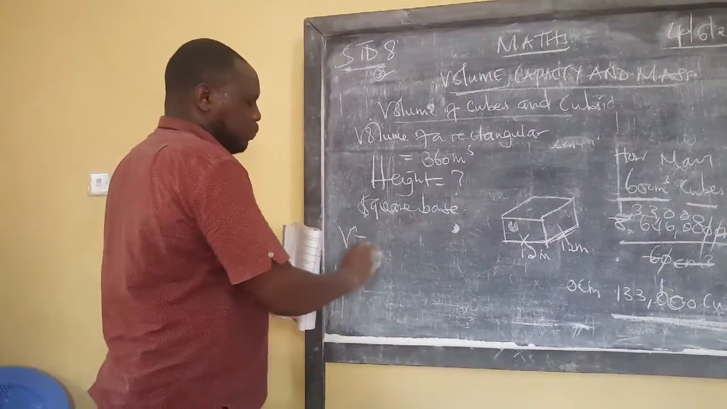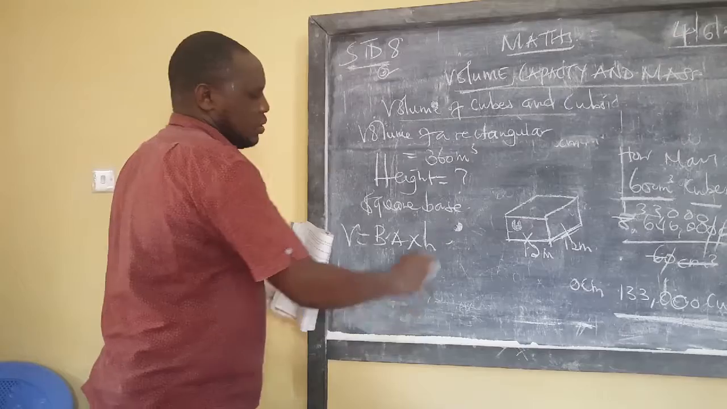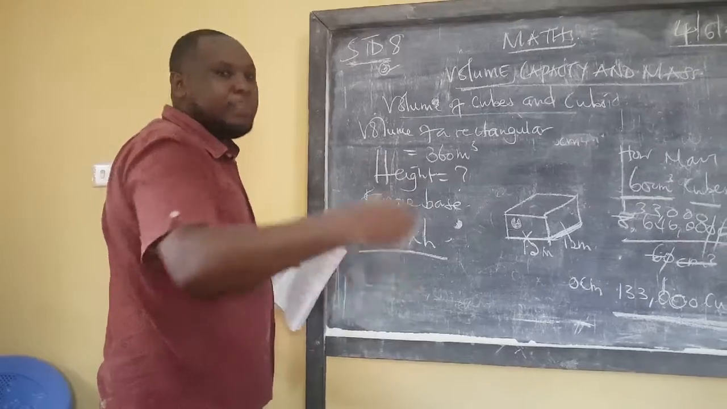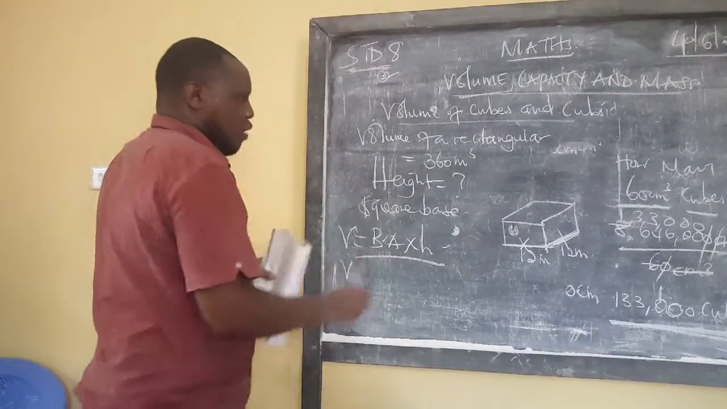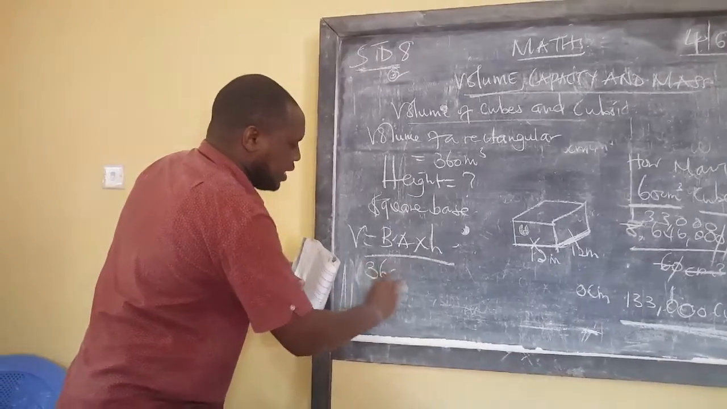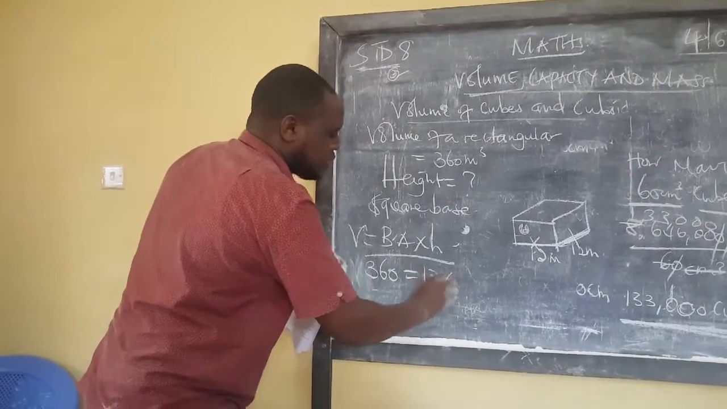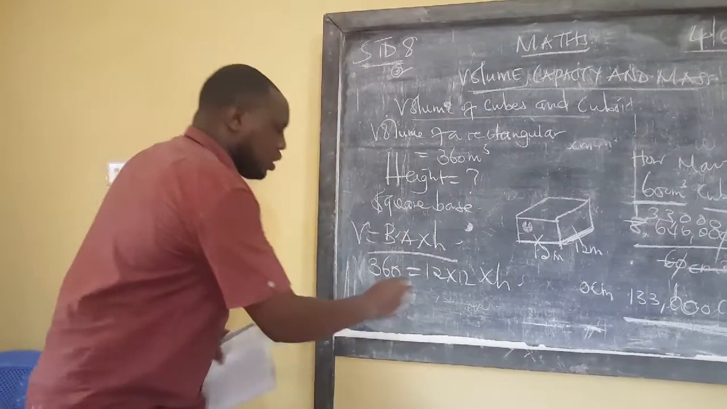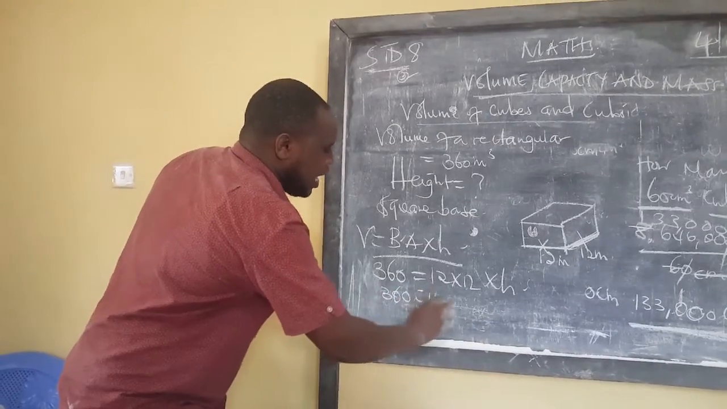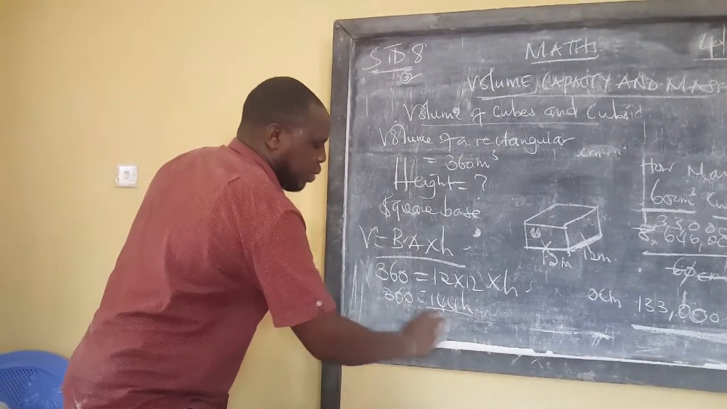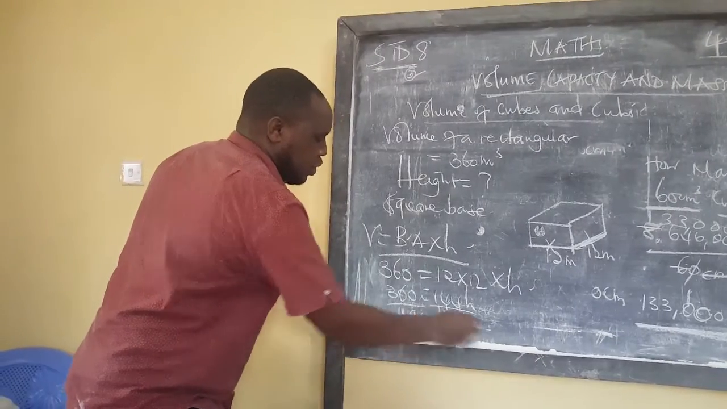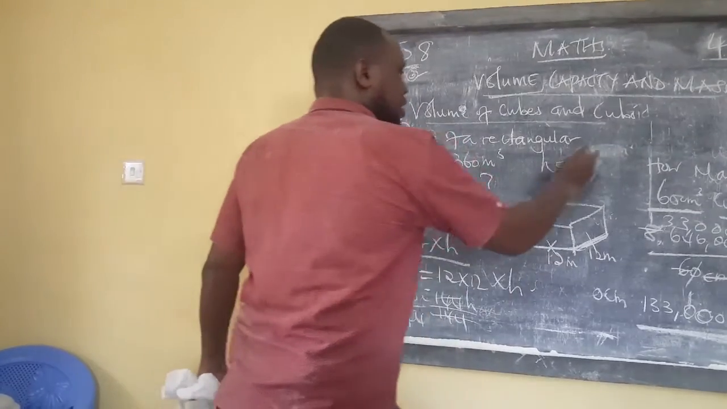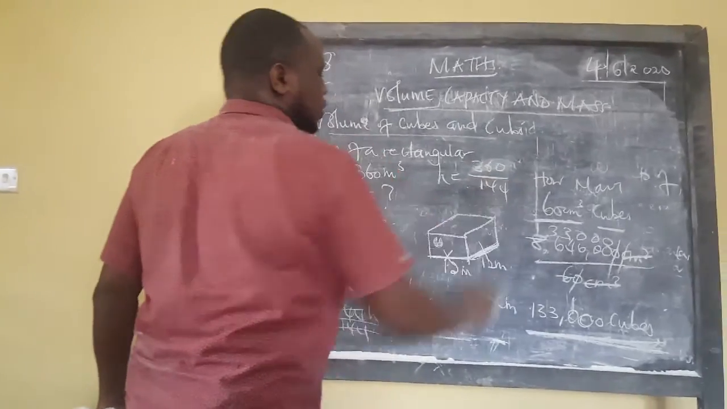So volume will be equal to base area times height. We use that because we're talking about the base area here, a square base area. Our volume is given, so you will say 360 is equals to the base area, 12 times 12, times height, because height is not given. So this is going to be 360 is equals to 144 h. Divide by 144, divide by 144. So you find that h, which is the height, is equals to 360 over 144.